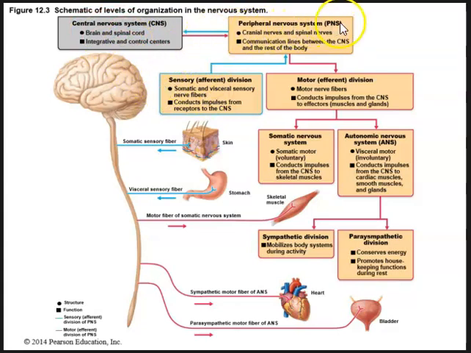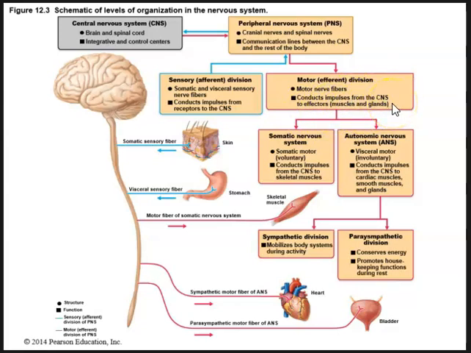Also part of the peripheral nervous system is our motor or efferent division. These are signals that are going away from the central nervous system. These are signals that are made by the integrating centers in the brain, so that it can have an effect on the rest of our body. So we have our motor or efferent division. These are the motor nerve fibers, which conduct impulses from the CNS to the effectors. So the effectors can either be muscles or glands.